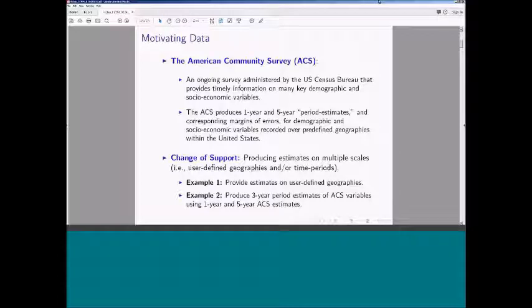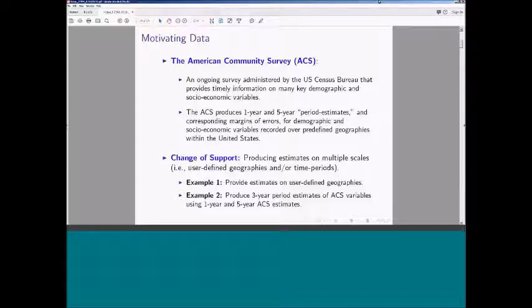Okay, so the original motivator for some of this methodology is the American Community Survey, and certainly the audience is no stranger to that. It's an ongoing survey administered by the census, and it provides timely information on many key demographic and socioeconomic variables. Currently, the ACS produces 1 year and 5 year period estimates and corresponding margins of error, recorded over different predefined geographies within the United States. And then, as of 2013 or 15, I can't remember the exact date, they canceled the 3 year period estimate, and that caused some angst for data users.